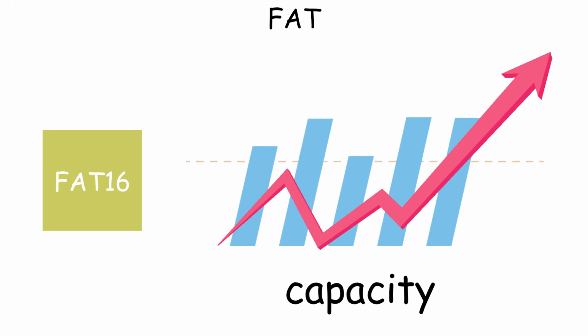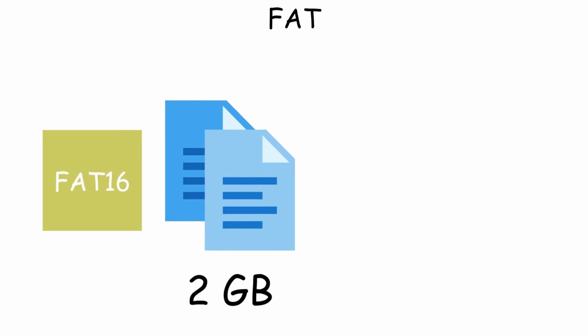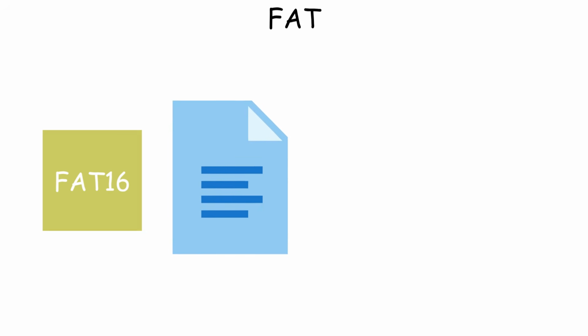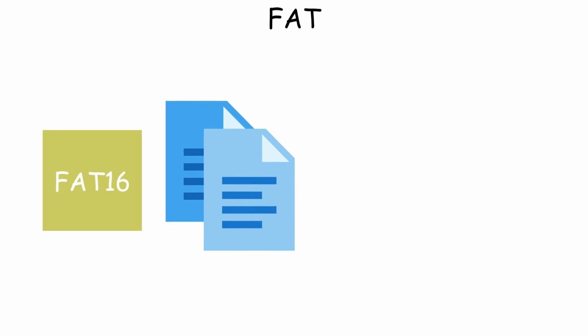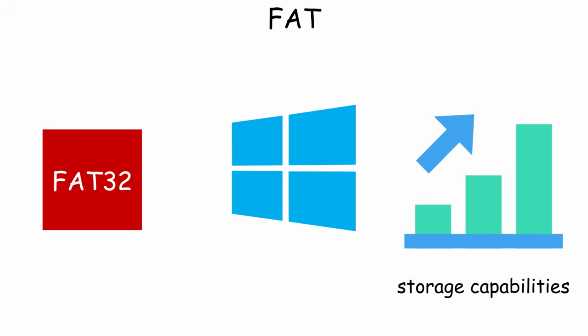As storage devices grew larger, FAT16 was introduced to expand capacity. It increased the number of addressable clusters, allowing volumes up to several gigabytes, commonly up to 2 gigabytes with standard configurations, and up to around 16 gigabytes with larger cluster sizes. Individual file sizes in FAT16 are typically limited to around 2 gigabytes. Later, FAT32 was introduced, significantly extending storage capabilities.